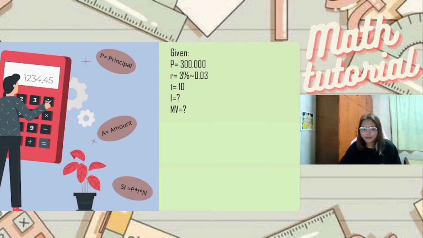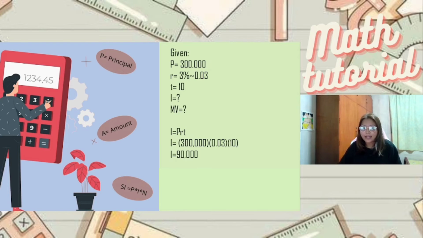So, ganun ulit. Given, isusulat natin, papalitan natin yung time, instead of 6, magiging 10. Ganun pa din sa rate, i-divide sa 100. So, yung interest, same formula, tapos i-substitute. 300,000 times 0.03 times 10. So, ang lalabas doon, pag diniretso natin sa calculator, is 90,000.